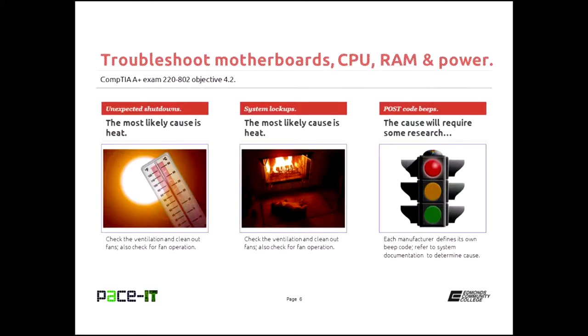So if your PC is experiencing unexpected shutdowns, specifically if it's been up and running for a little while and then it just shuts down, you wait a moment, you turn it back on, it runs for a while, and then it shuts back down, well, your most likely cause is too much heat. The fix is to check your ventilation and clean up your fans. Also check to make sure that the fans are operational.